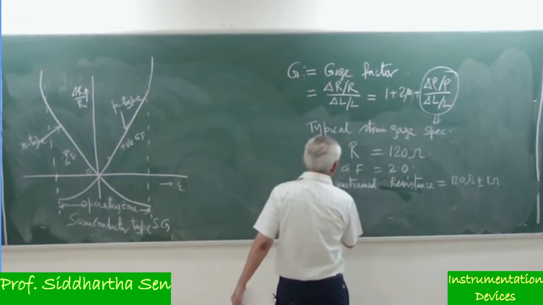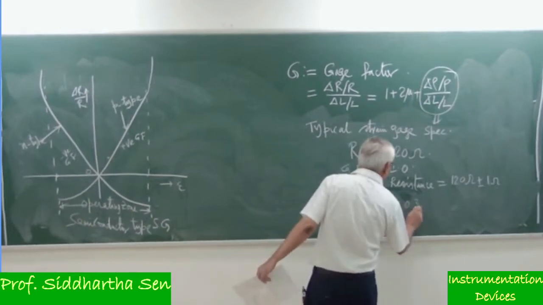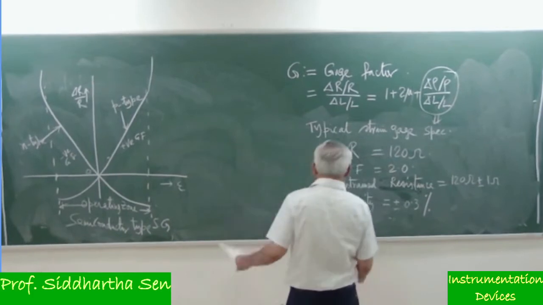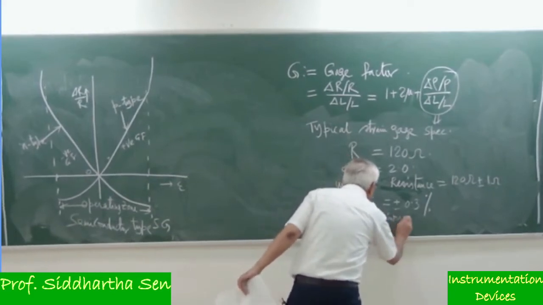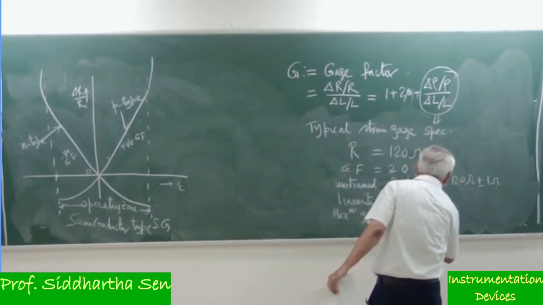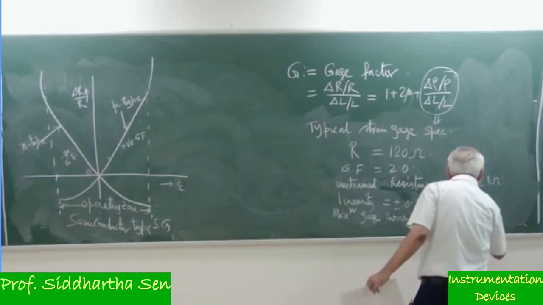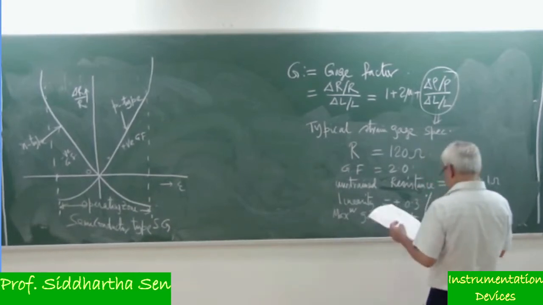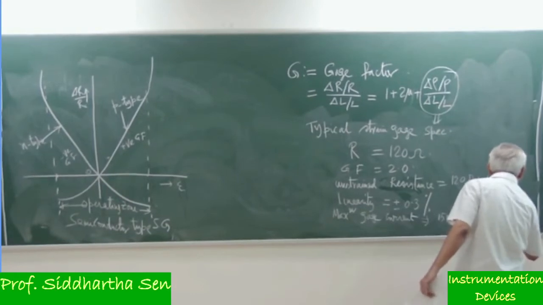And linearity is plus minus 0.3%. Then maximum gauge current is 15 milliampere to 100 milliampere, depending upon the construction or, we can say, area. I just put it like that.